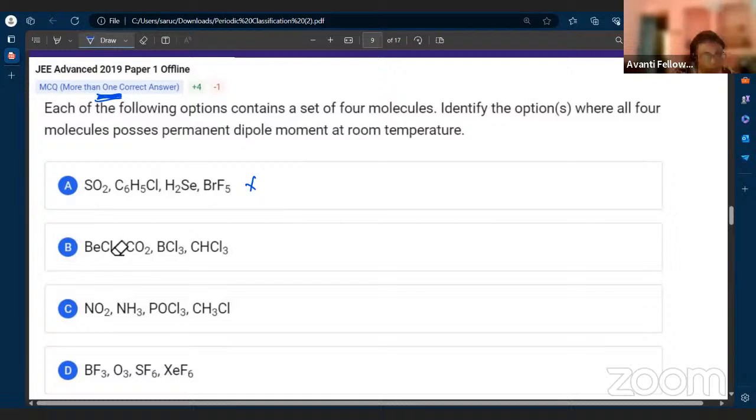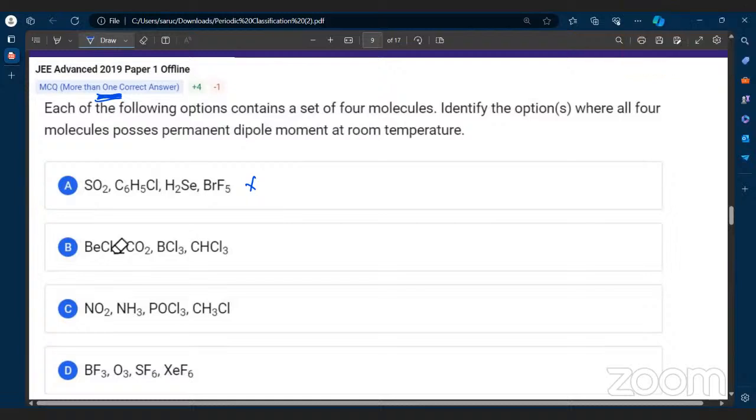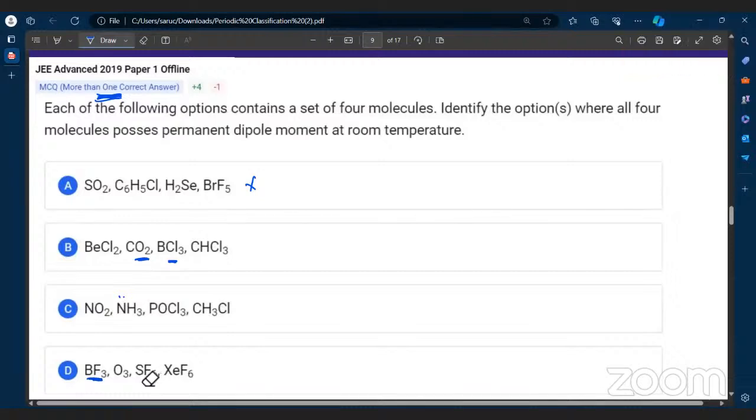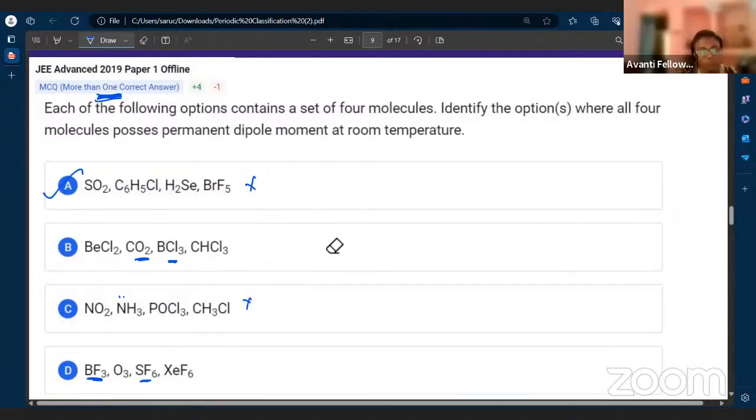Does any compound show symmetry? CO2, like in option B, yes, CO2 shows it. AD3 type shows it. Now moving on, does this show symmetry over here? No, NH3 has a lone pair. Here too it has a lone pair. BF3, yes, BF3 shows symmetry. SF6 shows symmetry. So therefore, these two don't show symmetry. So A and C are the right options.